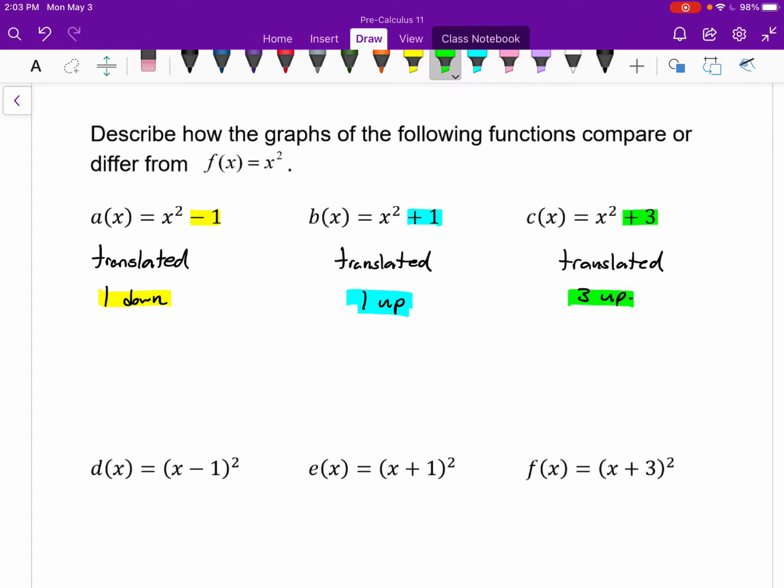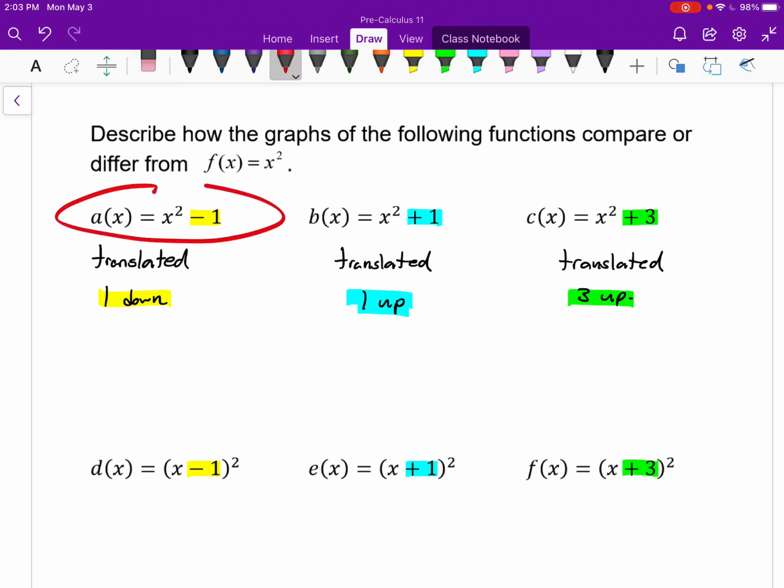OK, if you look at the row below, it's the exact same operations in a different order now. Here I'm subtracting 1 before I square. Here I'm adding 1 before I raise it to the power of 2. Here I'm adding 3 before I raise it to the power of 2. If you compare the ones above, the exact same operations. I'm raising to a power 2. I'm subtracting by 1, for example, for a of x. But now the order is different.